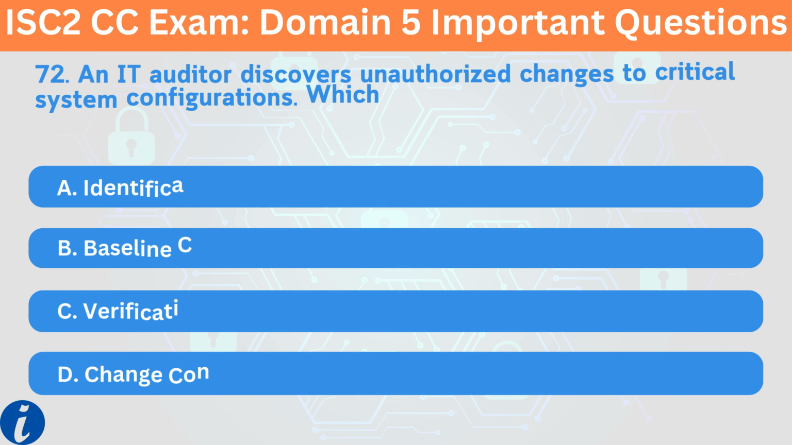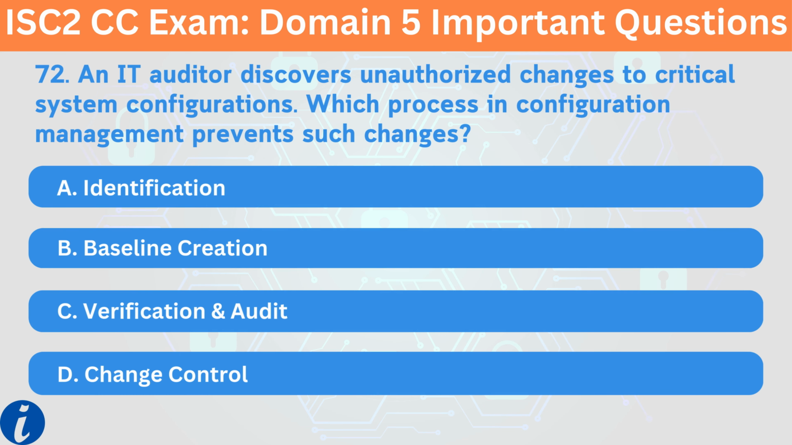72. An IT auditor discovers unauthorized changes to critical system configurations. Which process in configuration management prevents such changes?